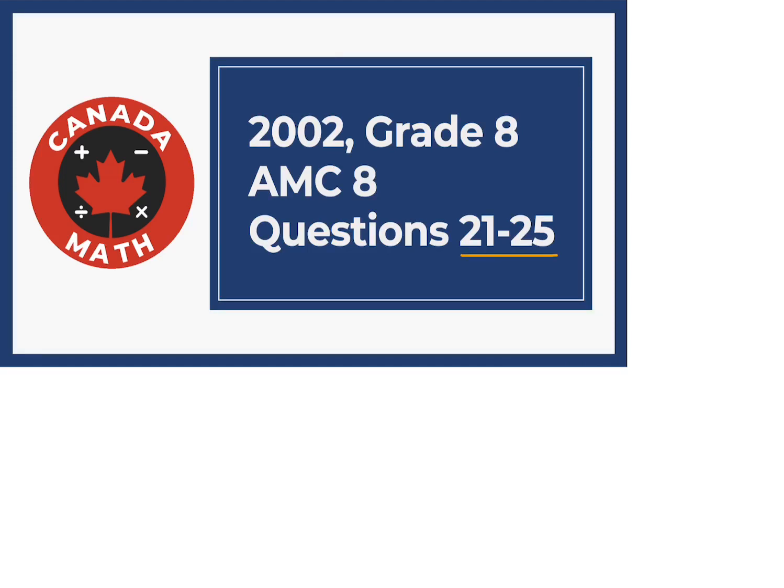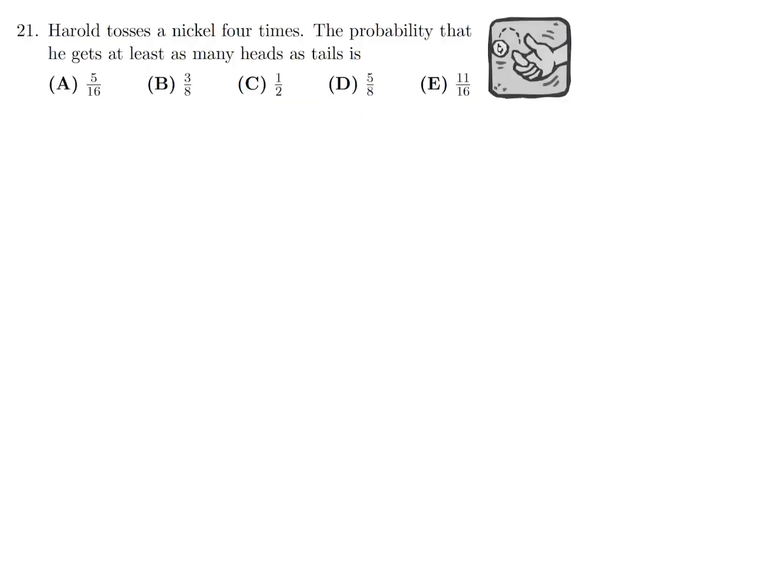Questions 21 through 25 of the 2002 Grade 8 AMC 8. Harold tosses a nickel 4 times. The probability that he gets at least as many heads as tails is. So he tosses a nickel 4 times. So what possibilities do we have?